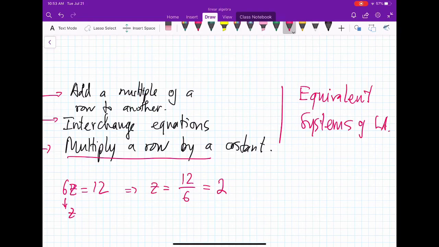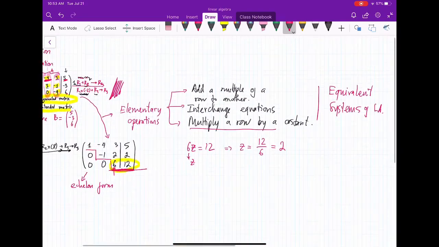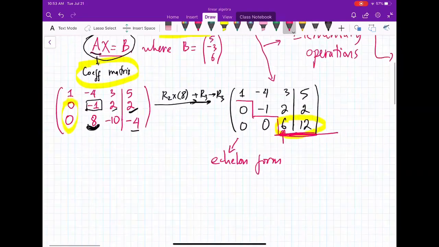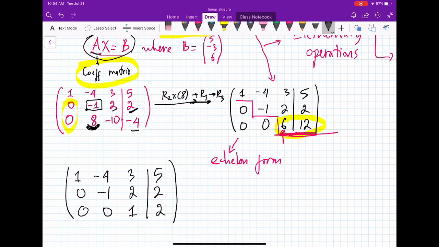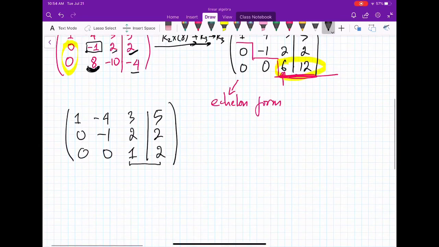Of linear equations. Okay, so let me solve this to the end. I will divide the third row by 6. I will get the following one: 1, 9, 4, 3, and 5, 0; 0, 1, 2, and 2, 0, 0, 1 and 2. So from the third equation, I already saw that actually z is equal to 2. You see, z is equal to 2.